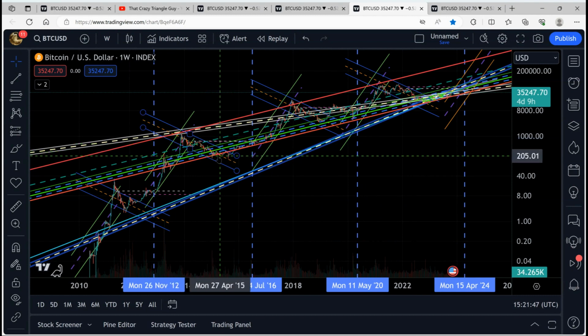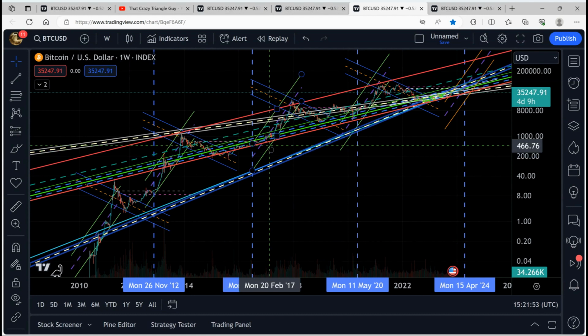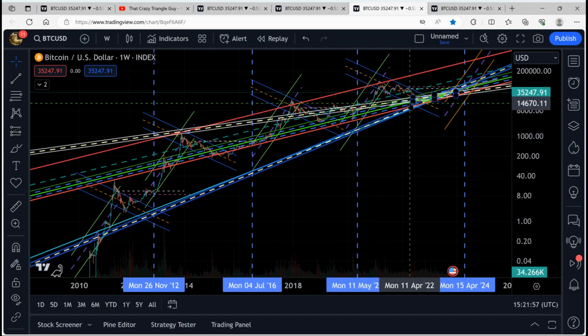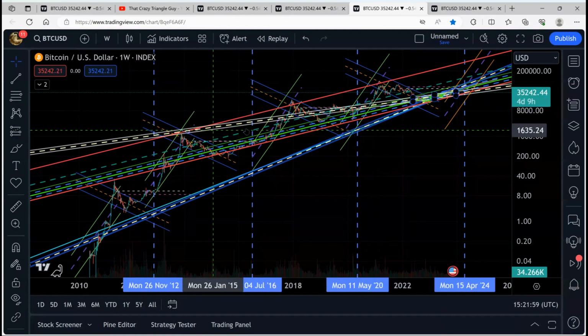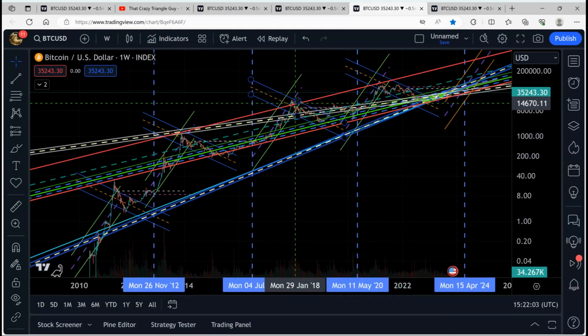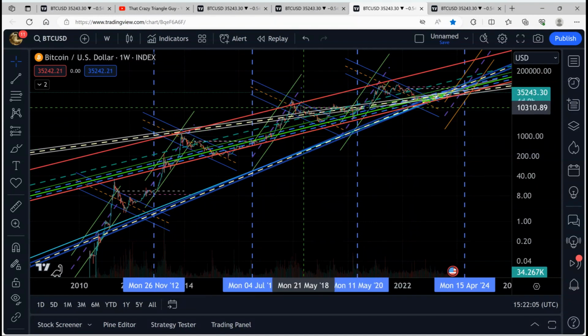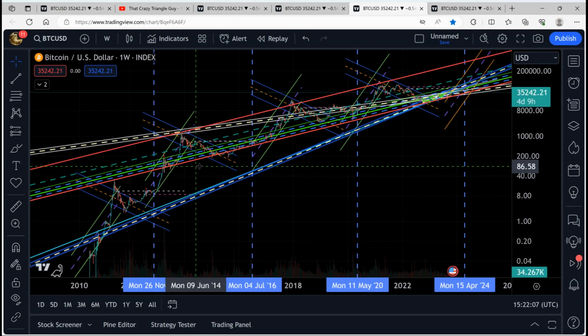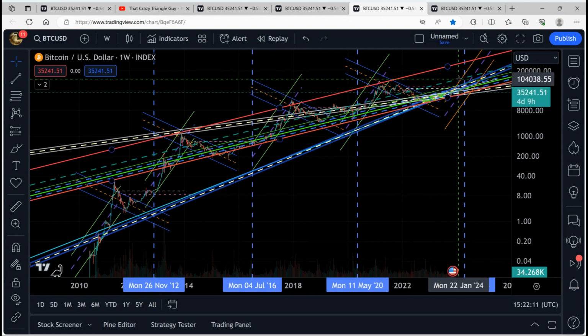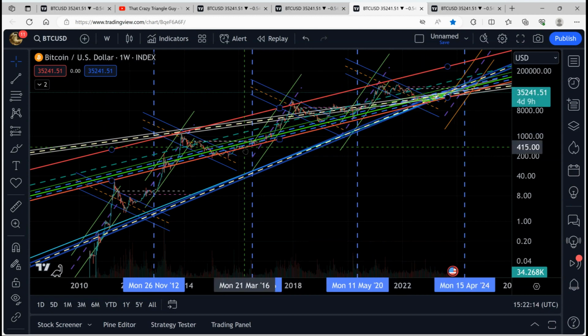Slightly outside it here, and possibly, I'm not sure, I don't want to zoom in right now, but it poked out of it just slightly here in 2017. Rode along the bottom of it here, but it's essentially all within the channel.